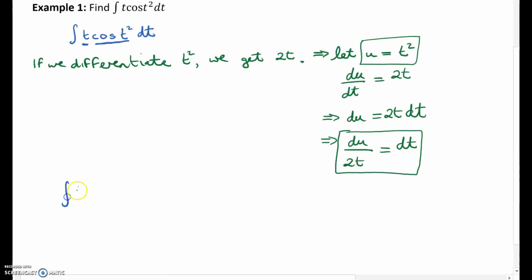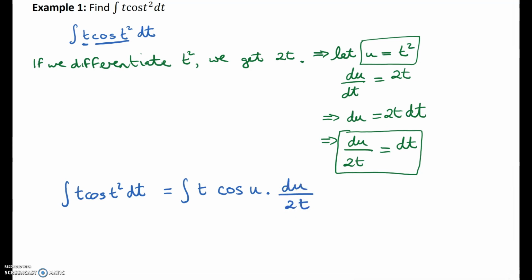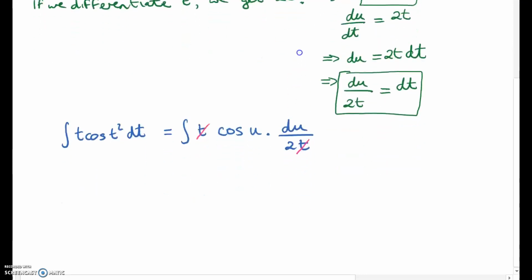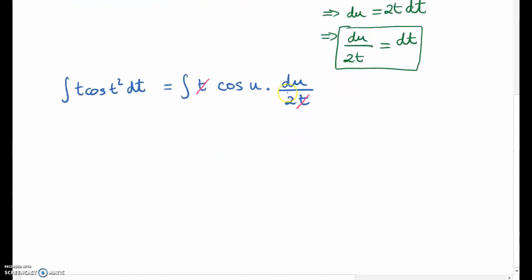So we had the integral of t cosine t squared dt. We're saying that's now going to be equal to, okay, so we still have the t, and then we have cosine, okay, t squared was u, so it's going to be cosine of u, by dt, that's du over 2t. Okay, and so we're almost ready to finish up here now, because the t's will cancel. Okay, the t's cancel, and we have the integral of cosine u times du over 2.